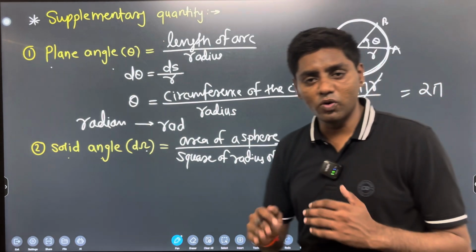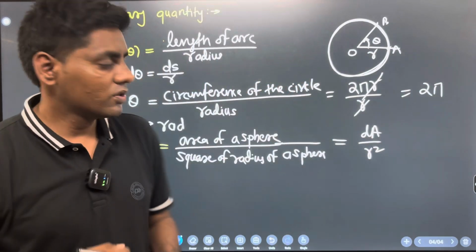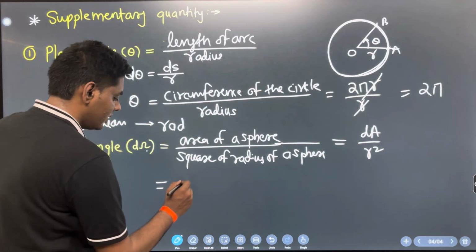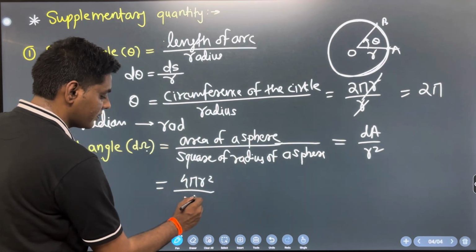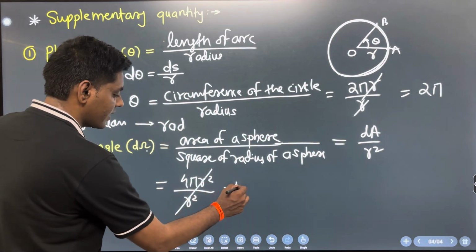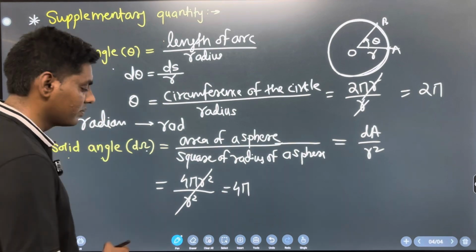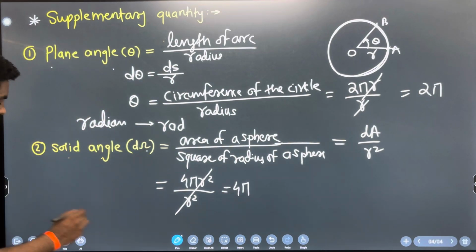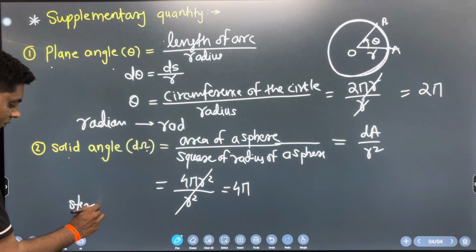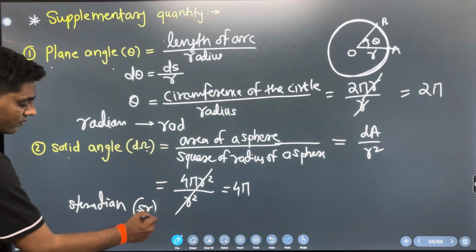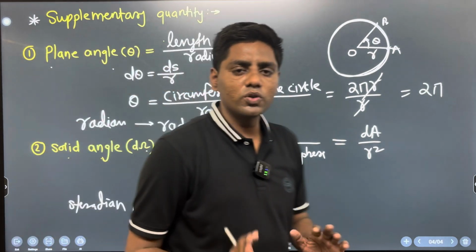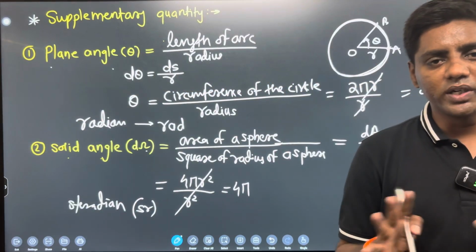And tell me, for the complete sphere, what is the area of the sphere? That is 4 pi r square, divided by the square of the radius. So it becomes r square. So r square gets cancelled, that is 4 pi. So remember the solid angle can be measured in steradian. And the symbol is SR. So these are the most important physical quantities we already completed.